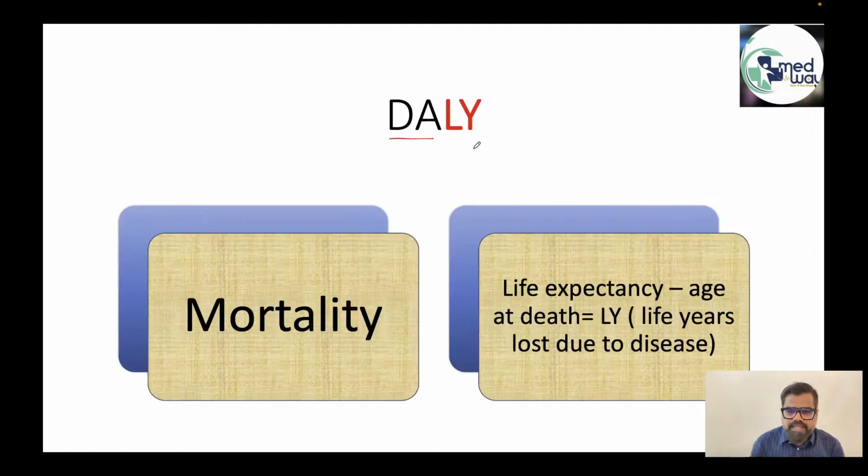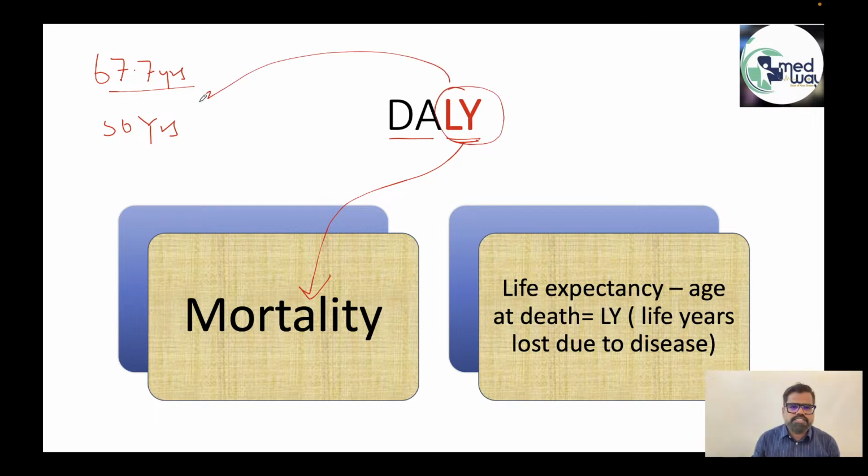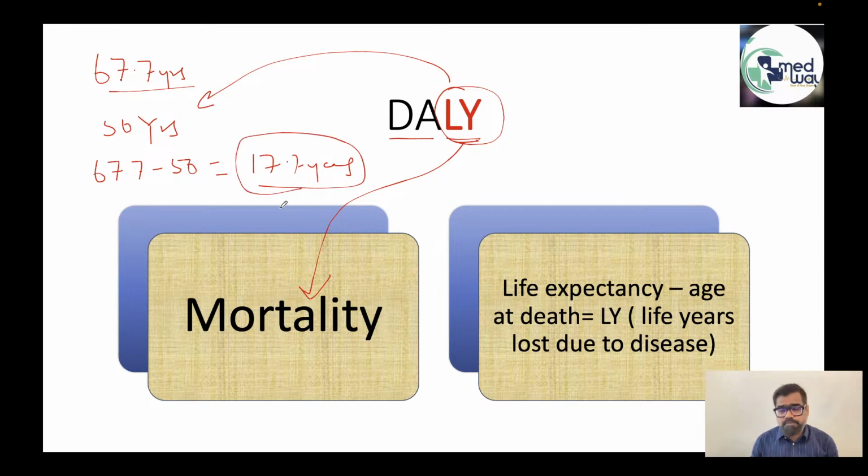Now you have DALY. LY is life years. So LY is related to mortality. Suppose India's life expectancy, just now I have said, is 67.7 years. Suppose any person dies at 50 years, just an example. So how many life years has he lost due to this premature death? What will you do? 67.7 minus 50, which is 17.7 years. So this person has lost 17.7 years due to premature death. So this is my LY, one component.